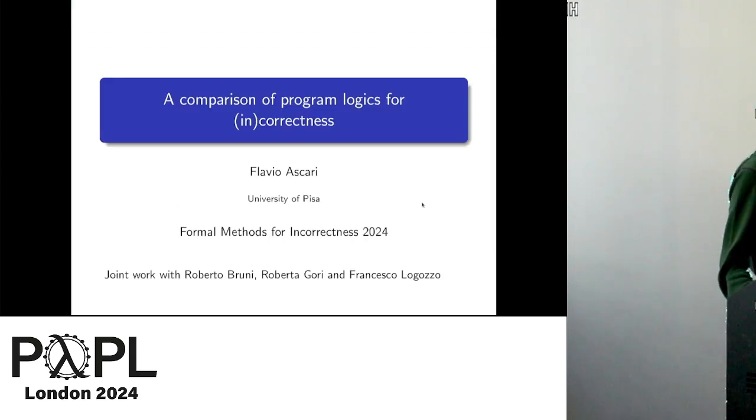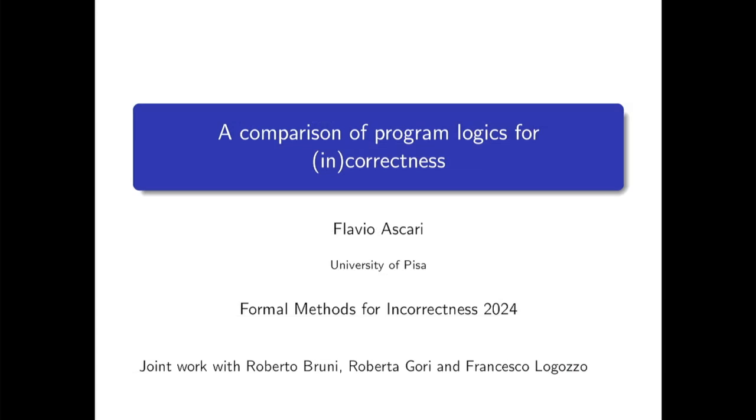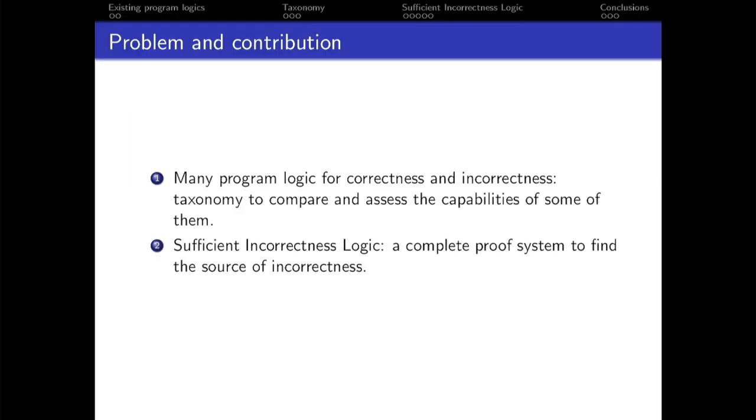This talk is about a comparison of program logics for correctness and incorrectness, because as Peter said, we had lots of program correctness logics in the past. We had lots of program incorrectness logics in recent years after his seminal work on incorrectness logic. And so what we did is try to compare some of these approaches in order to sort them and to have a better idea of what can do what. And also, this is the first part of the contribution, a taxonomy, in which we consider some of these program logics, we organize them and try to compare them.